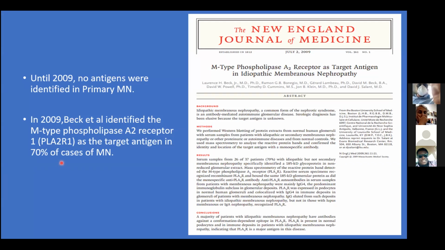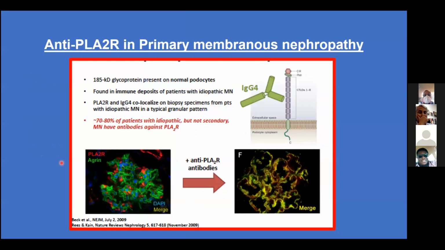So it is not now idiopathic. We have to say PLA2R-related membranous nephropathy if it is positive. Okay? And so what is PLA2R? This PLA2R is a 185 kilodalton glycoprotein present in normal podocytes. It is found in immune deposits of patients with idiopathic membranous nephropathy. And this PLA2R and IgG4 co-localize on biopsy specimens from patients with idiopathic membranous nephropathy in a typical granular pattern.